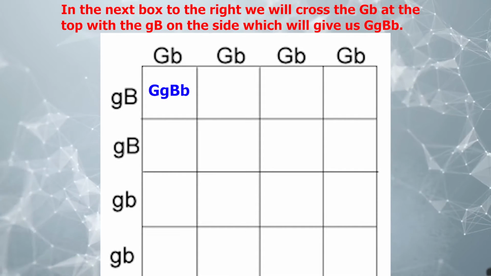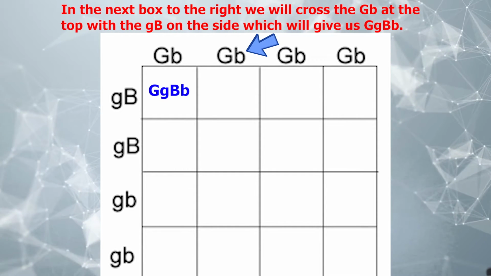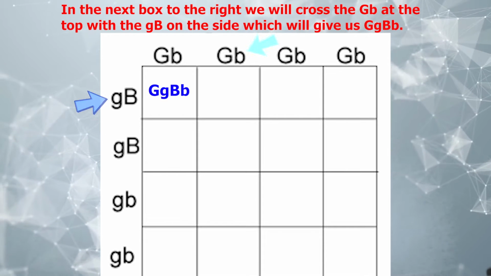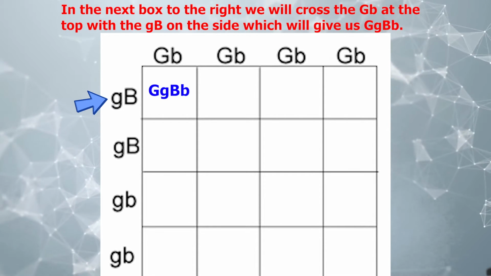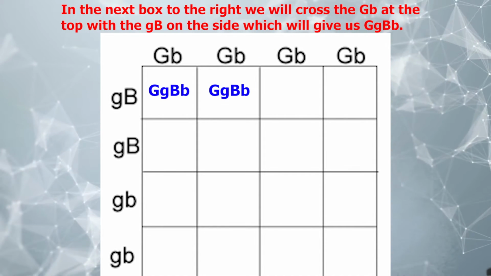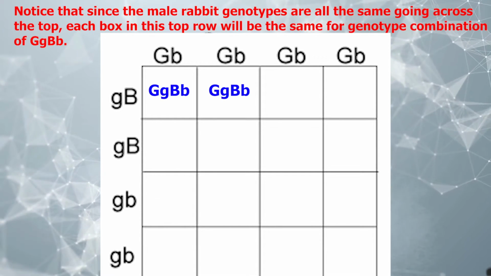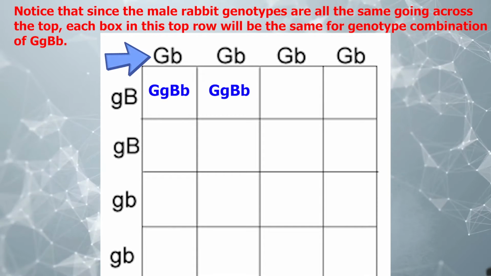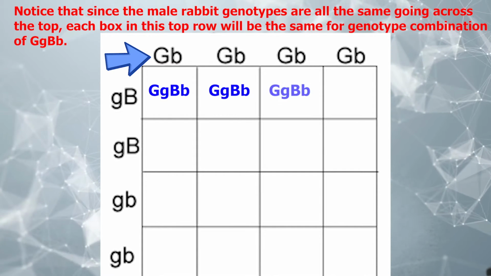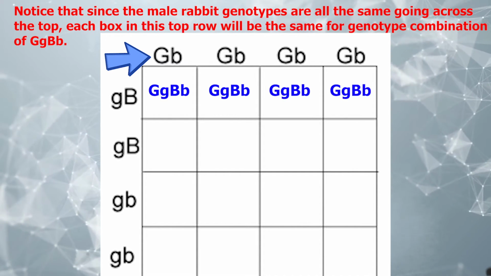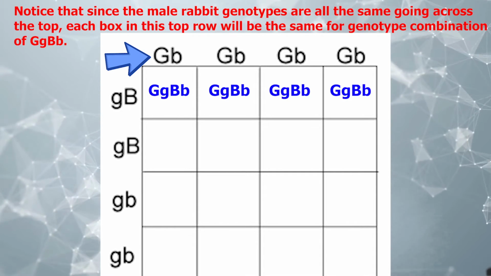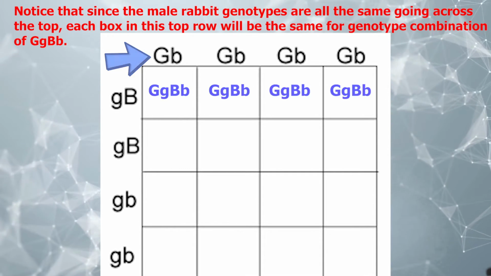In the next box to the right, we will cross the capital G and lowercase b at the top with the lowercase g and capital B on the side, which will give us capital G, lowercase g, capital B, lowercase b. Notice that since the male rabbit genotypes are all the same going across the top, each box in this top row will be the same genotype combination of capital G, lowercase g, capital B, lowercase b.